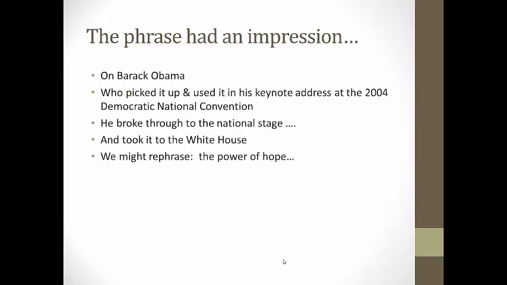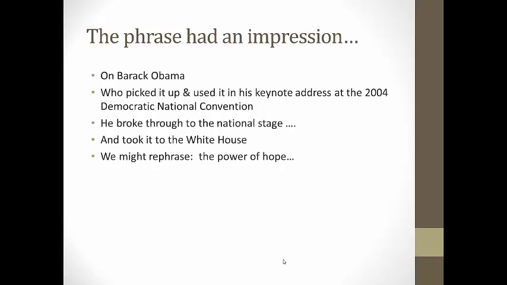His name is Barack Obama. And at one point, Wright gave a sermon in which he used the phrase, "the audacity of hope." Obama happened to be in the audience, so he appropriated that phrase, and he used it in his keynote address to the 2004 Democratic National Convention.